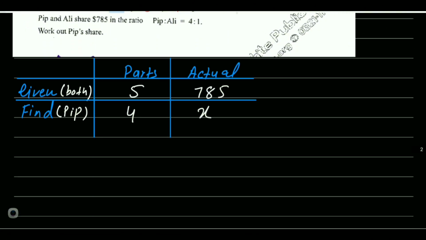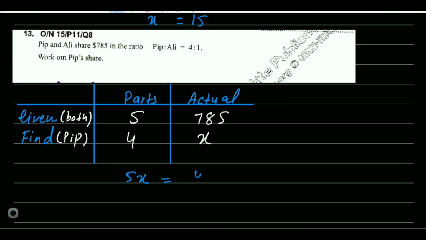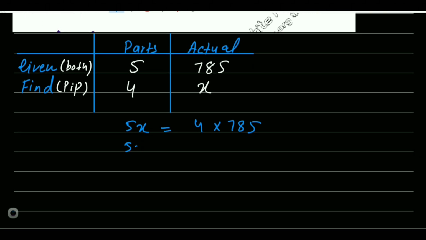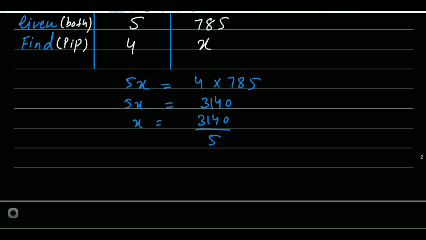Now we will do simple cross multiplication. 5 will be multiplied with x and 4 will be multiplied with 785. So 5x stays as it is. If we multiply 785 and 4, we will get 3140. So x is equal to 3140 over 5. If we divide it, we will get 628.